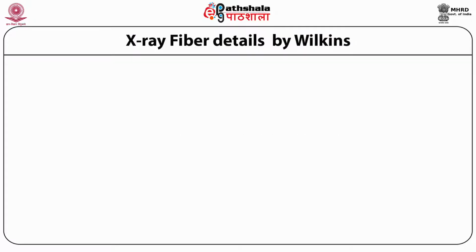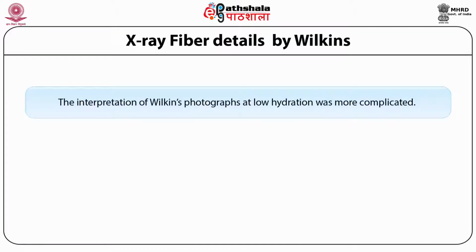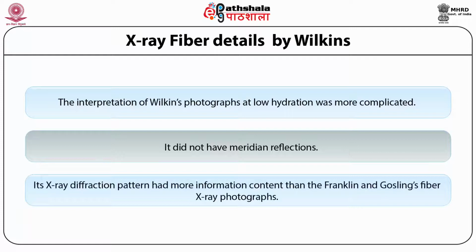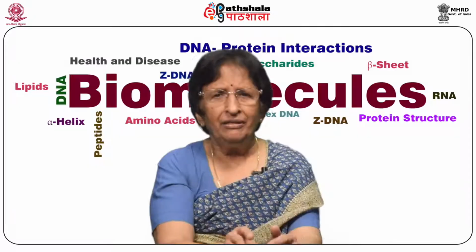Fiber X-ray diffraction by Wilkins group. The interpretation of Wilkins photographs at low hydration was more complicated. It did not have meridian reflections. Its X-ray diffraction pattern had more information content than the Franklin and Gosling's fiber X-ray photographs.